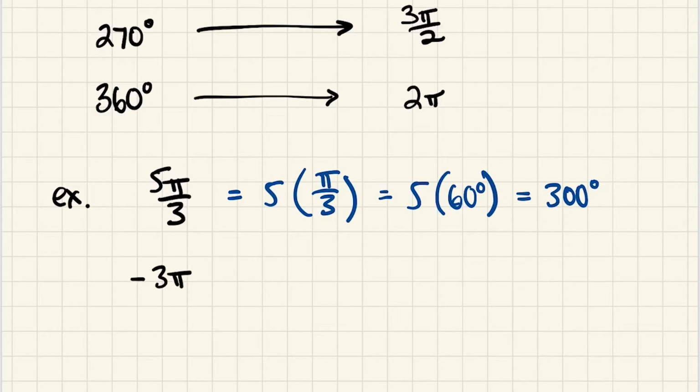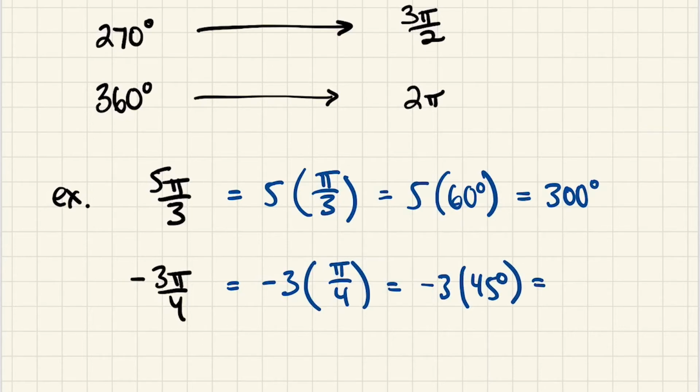All right, what about this one? Negative 3 pi over 4. Again, we would just say, well, that's negative 3 times whatever pi over 4 is. Okay, but pi over 4 is 45 degrees. So this is negative 3 times 45 degrees, or negative 135 degrees.